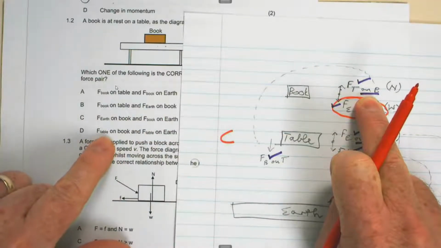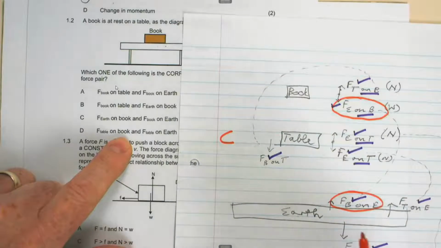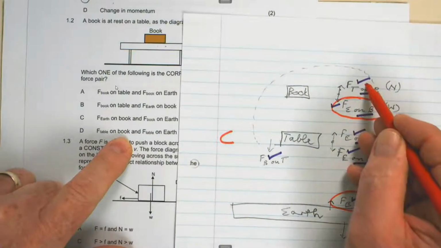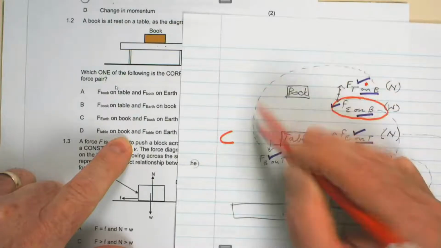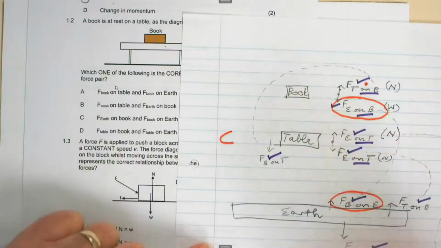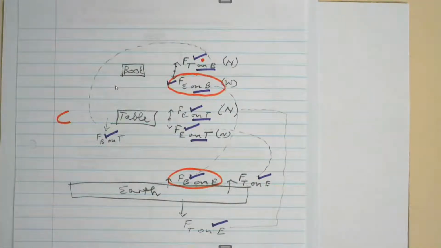Look at this one, table on book, so it is the table on the book. Table on the book is this one. Table on the book. Its action force pair is obviously book on table, but here it says table on Earth. So I hope with this little sketch, and you can look at the video again and again, I hope it helps you to be more successful with action-reaction force pairs.